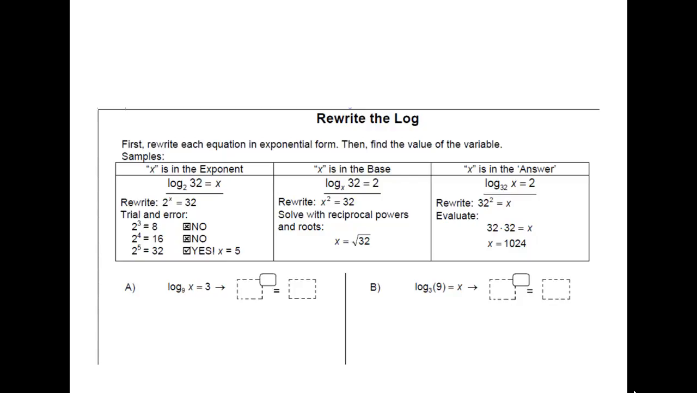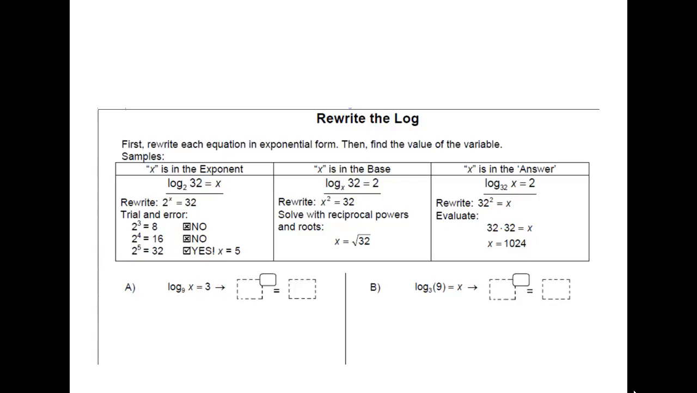When x is the answer or argument, then it would be 32 to the second power equals the argument. So all you have to do is just plug it into your calculator, 32 times 32, which gives you 1024. So these are the three different scenarios, so we need to identify which one is for each one.